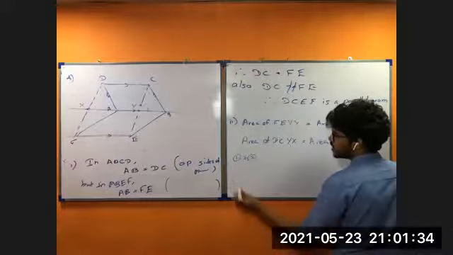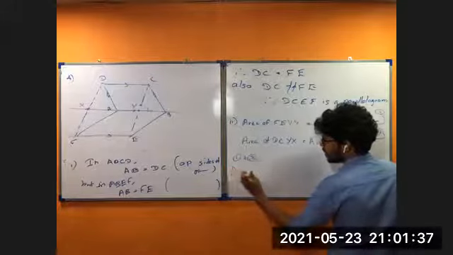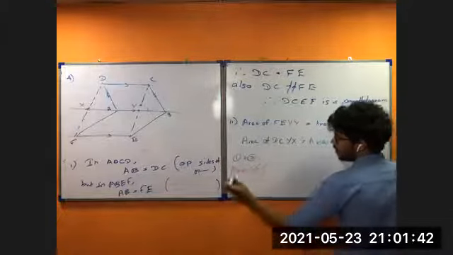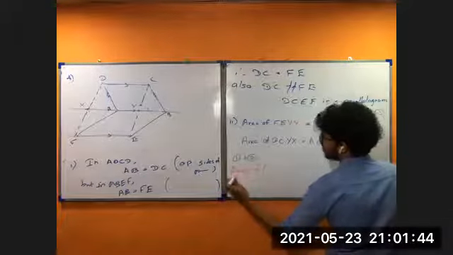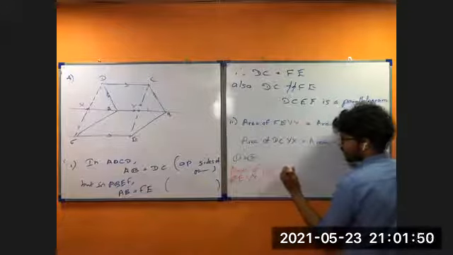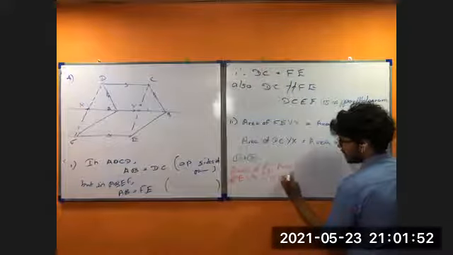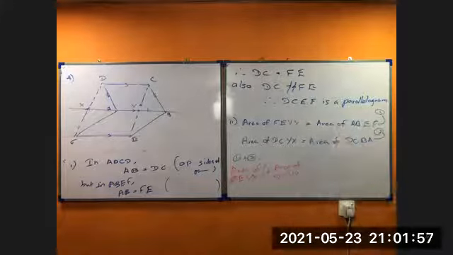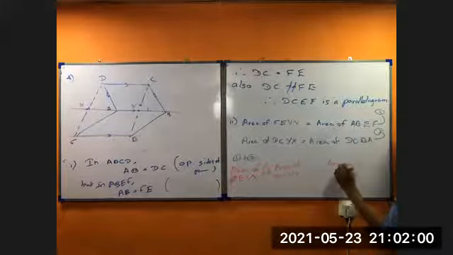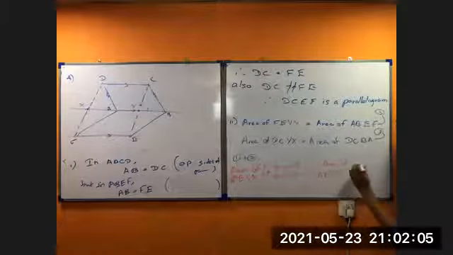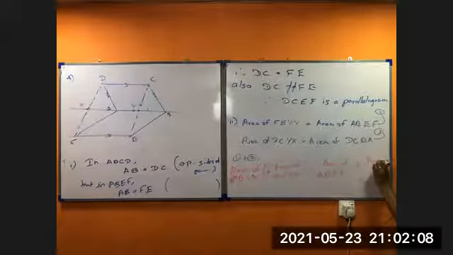So I think I am approaching. So let's write area of FEYX plus area of DCYX is equal to, I just add these two. That will be equal to area of ABEF plus area of DCBA.